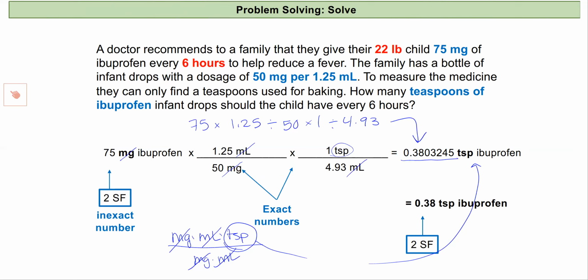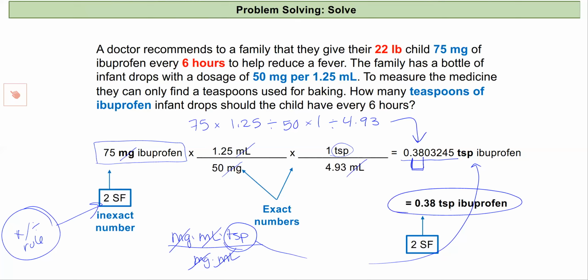To determine the significant figures, I have conversion factors that are exact numbers. And I have one inexact number that I started with, my 75 milligrams. This is 2 significant figures. So I'll apply my multiplication and division rule for significant figures, and I'll base it off of my inexact number. So I'll report the least sig figs, which is 2. So I want to report 2 significant figures, which would be this 0.38. So I'll report 0.38 teaspoons of ibuprofen. That would be hard to measure.